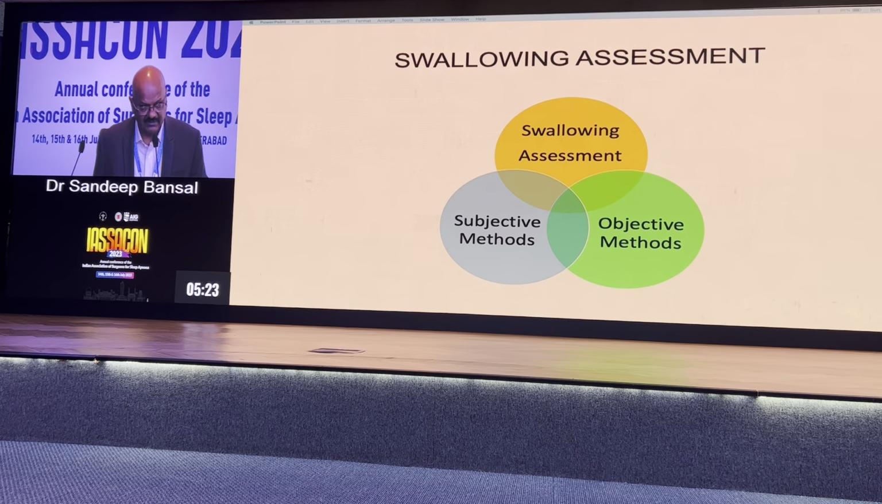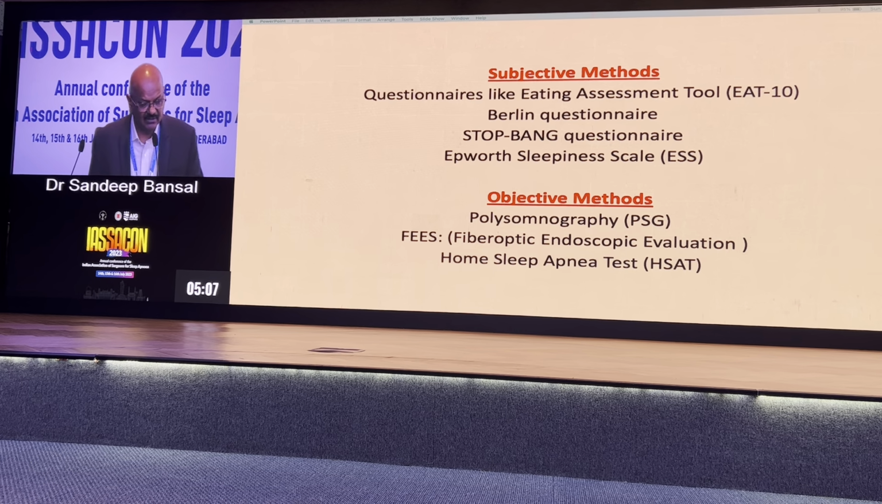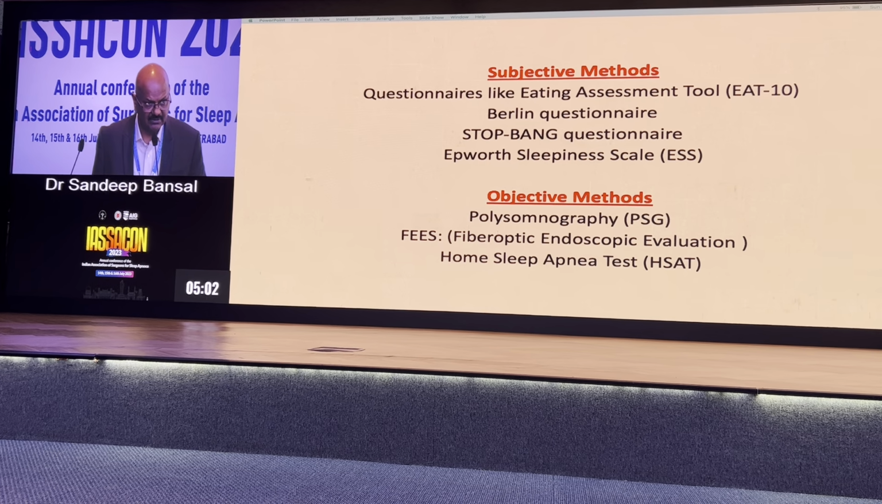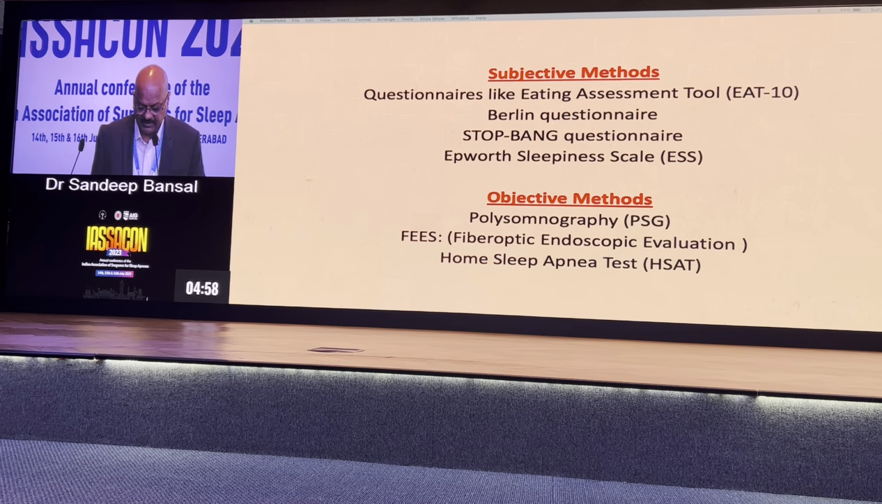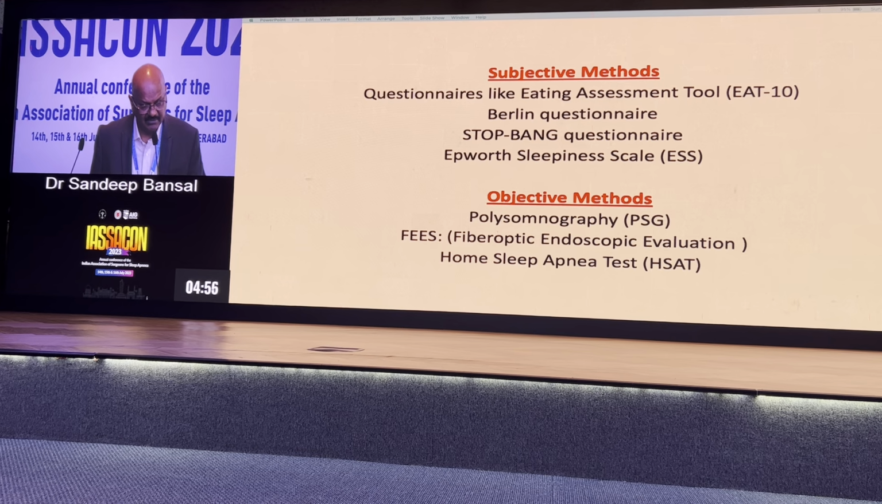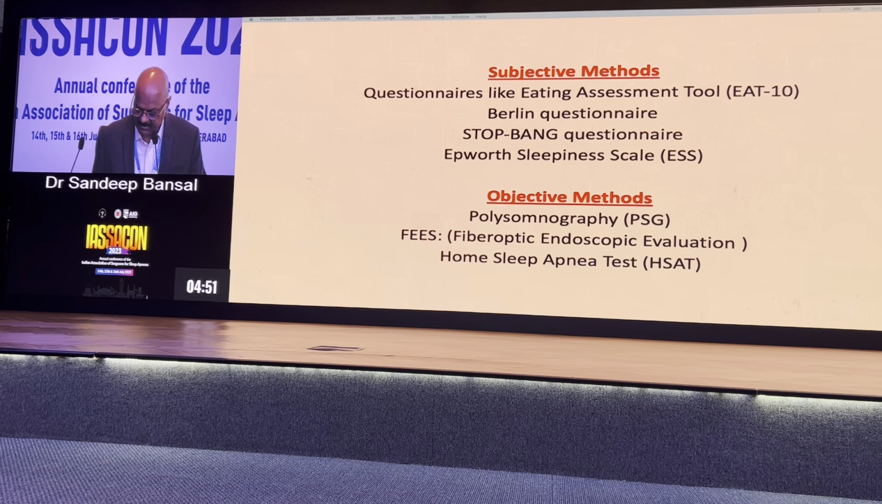So there is an overlap between swallowing assessment, subjective methods and objective methods, and we need to find out how swallowing is affected. Now the subjective methods will be questionnaires like the Eating Assessment Tool, EAT-10 it is called, which is what we use. Then of course the other questionnaires about OSA, the Berlin, the STOP-Bang and the Epworth. And the objective methods would be polysomnography, a home sleep study or a level 1 PSG, and FEES, fiberoptic endoscopic evaluation.